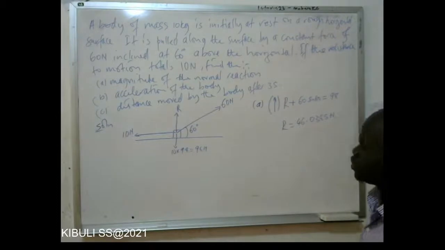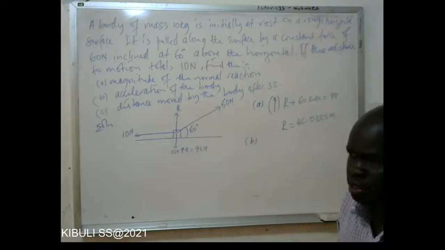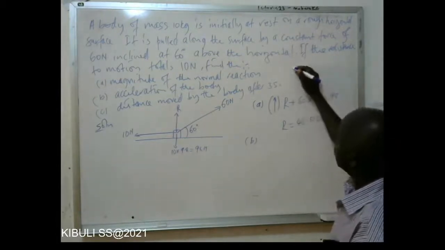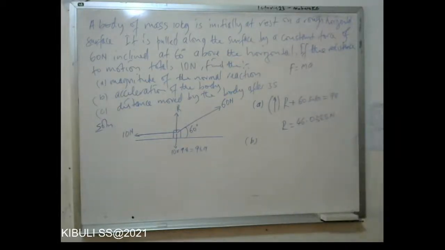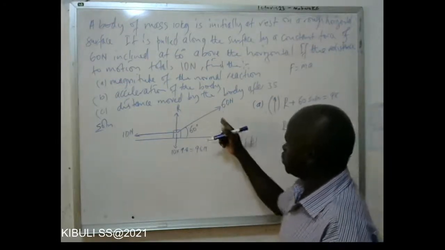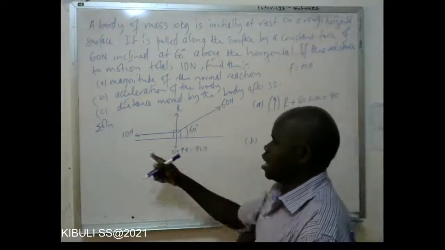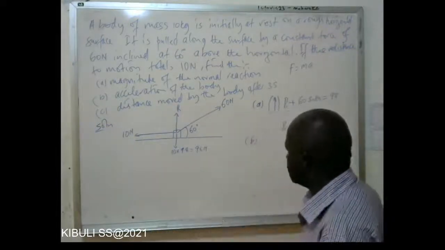Then the second part is asking us to find the acceleration of the body. To get the acceleration, we apply Newton's second law. Newton's second law says that the resultant force F equals mass times acceleration. So the resultant force is given by the difference between the horizontal component of this force, which is pulling the body, and the resistance. So this becomes the accelerating force.